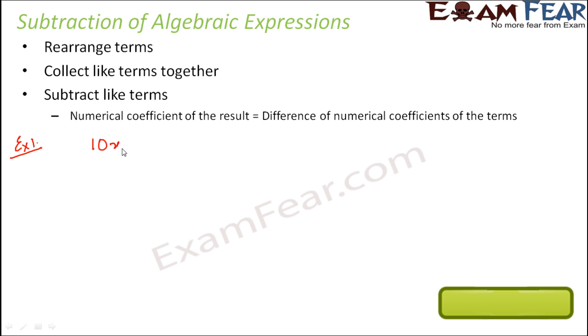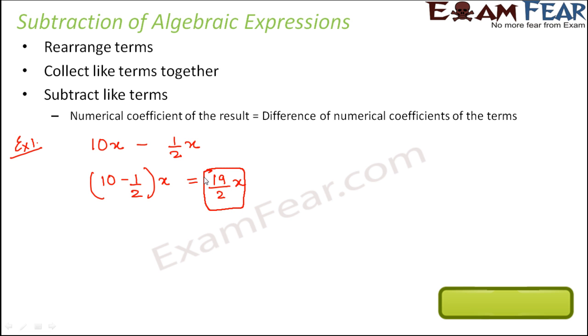In the first example we say that 10x minus half x. Here these two terms are like terms, so we do not need to rearrange. We can directly find the difference between the coefficients, that is 10 minus 1 by 2 x. 10 minus 1 by 2 is 19 by 2 x. So 19 by 2 x would be the difference between these two expressions. Let's take the next example.